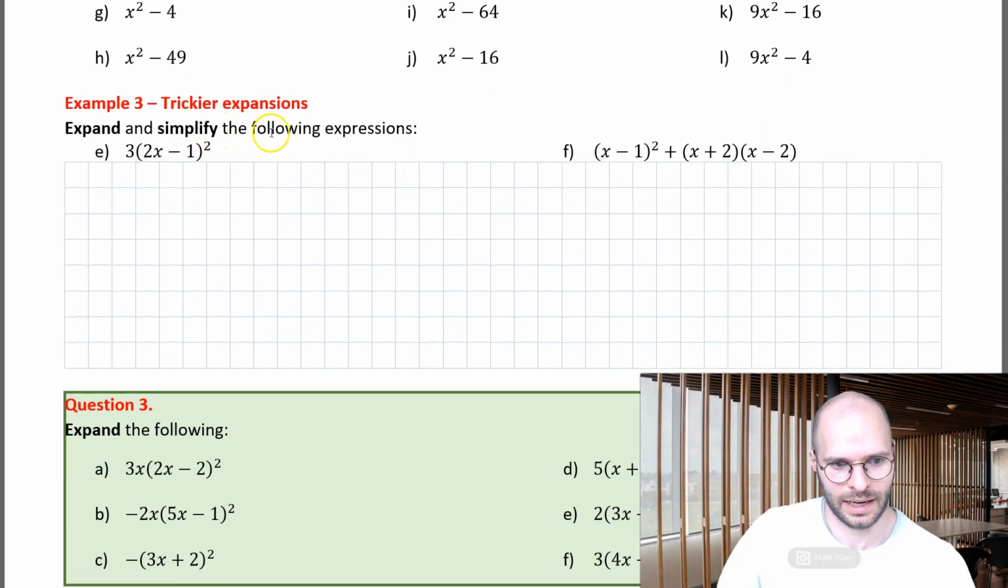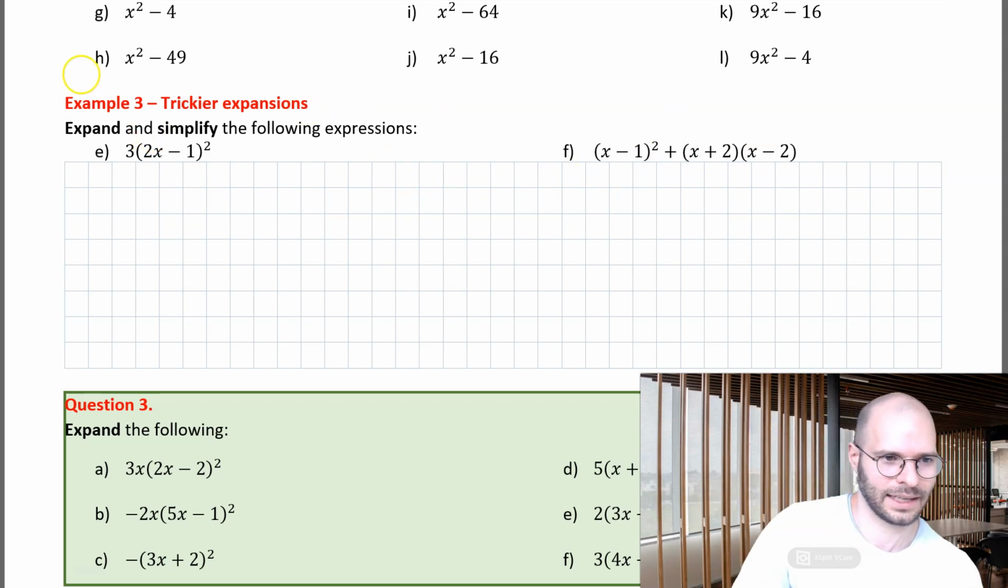Expand and simplify the following expressions. We have what's called a non-monic. This looks like a perfect square. And then we have another perfect square matched with a difference of 2 squares. Let's start off with A, or in this case E.